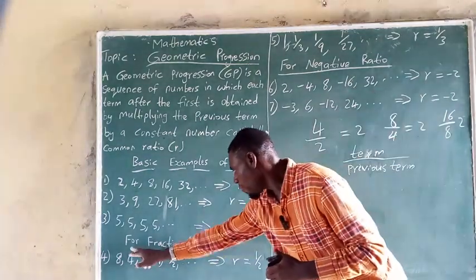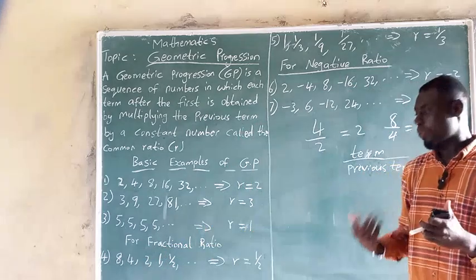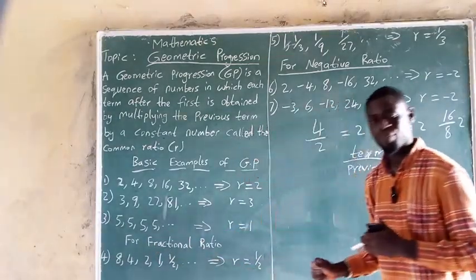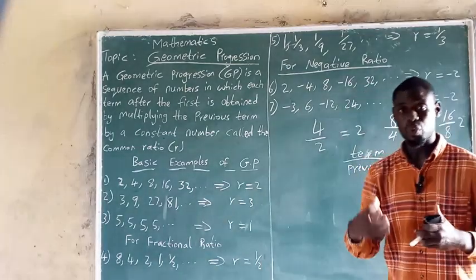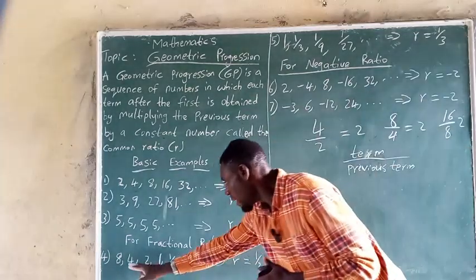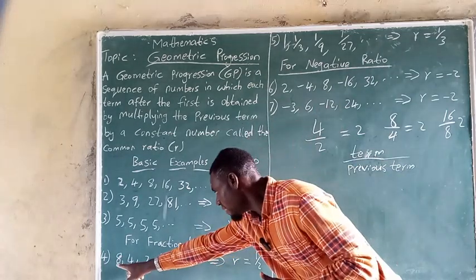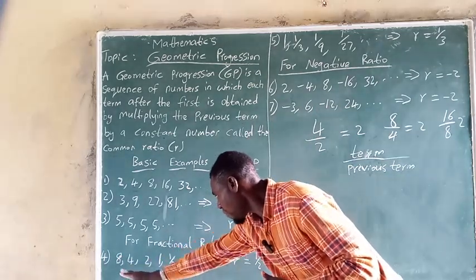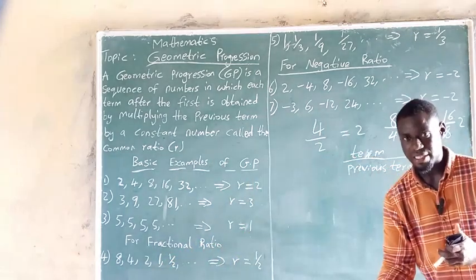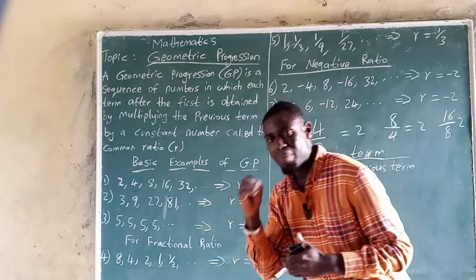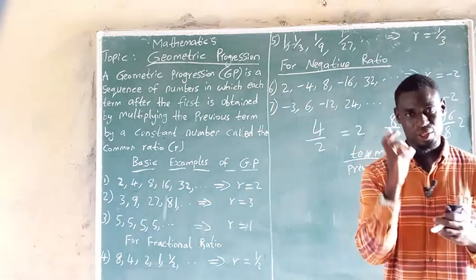Now let's come to fractional ratio. What happens if your common ratio will become a fraction? This is how it works. Now watch this one. You observe that as it goes down, the terms are getting smaller. So you may likely have a fraction as your common ratio.